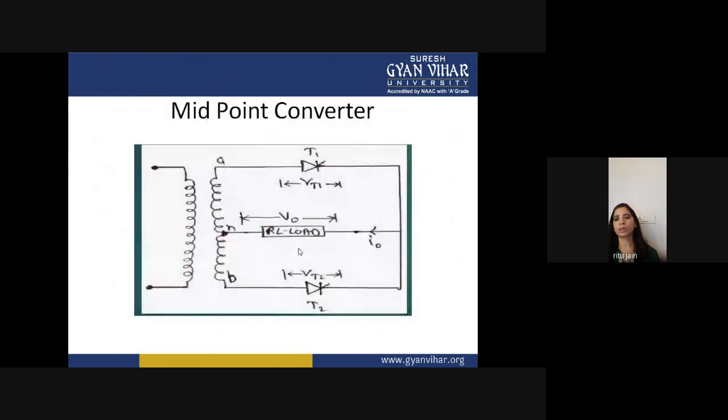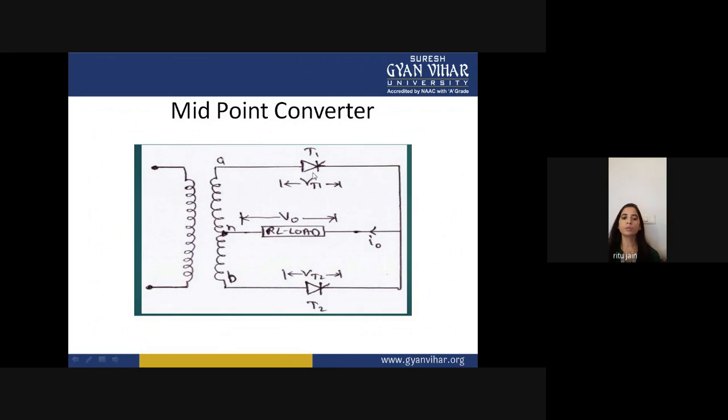Now we come to the next type of converter, which is your midpoint converter. Okay, so you can see in this diagram why this is called a midpoint converter, because we are using one transformer. This is the primary winding of the transformer, and this is the secondary winding of the transformer, and the secondary winding is divided into equal parts. That's why this is called a midpoint converter.